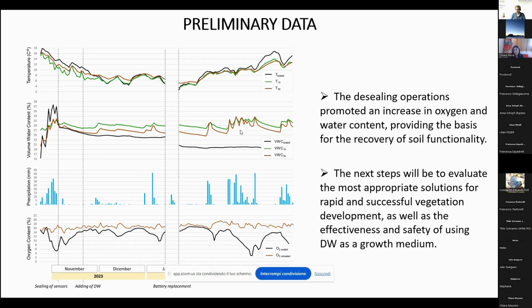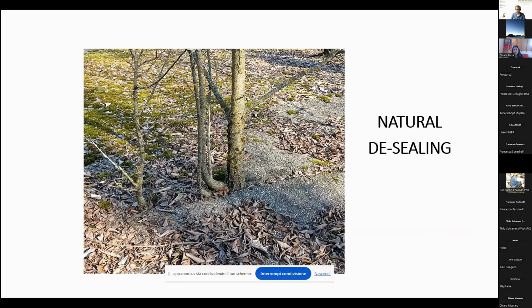material. And okay, I want to conclude by showing this natural desealing. Sometimes plants find their own space, and this is an area in Milan that is covered by cement and asphalt, in which there is a forest, a spontaneous forest, and probably it will be a new experimental site.